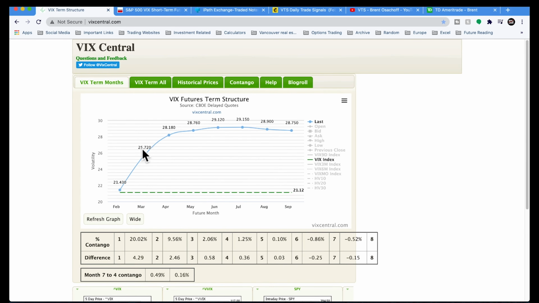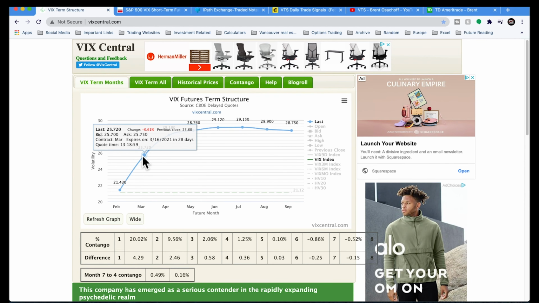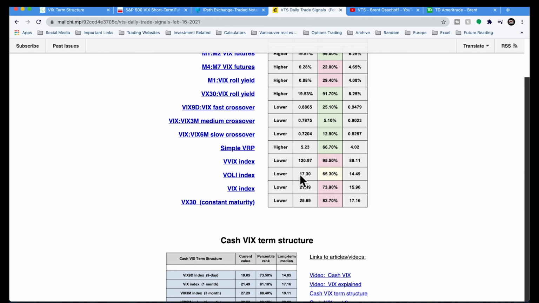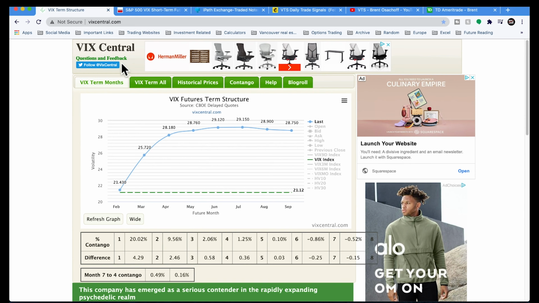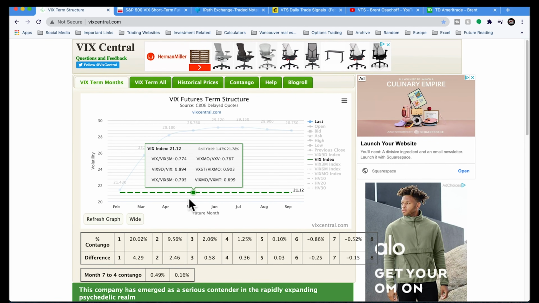This is the VIX futures, 25.72. The VX30 is essentially right there, right? And that's what I show people. The way that the volatility ETPs will decay, and this is important for you if you're a short vol trader, is the difference between these futures and the VIX index. That's really what you're trying to quantify.